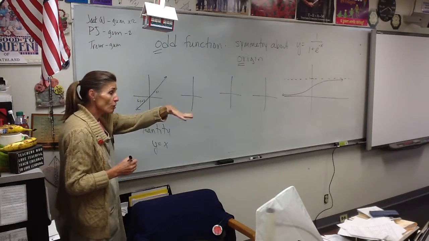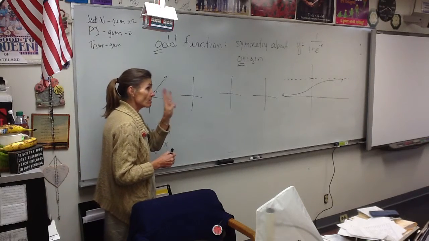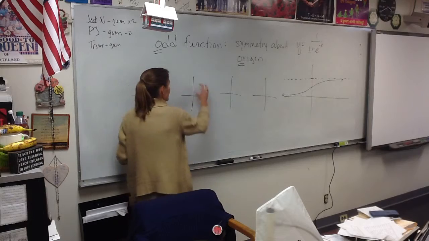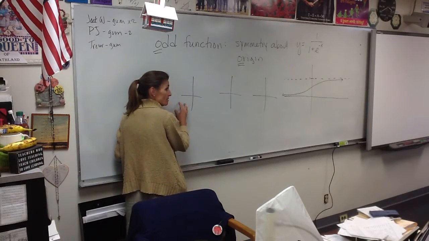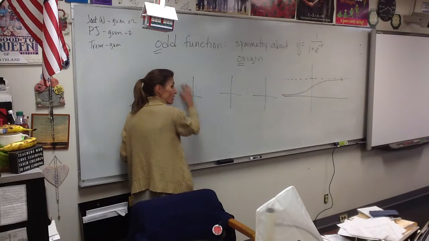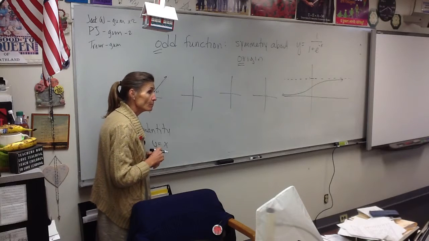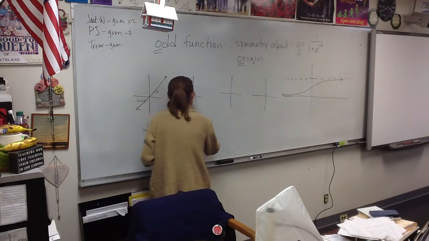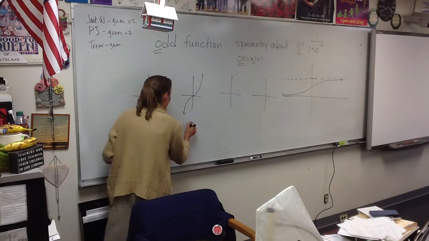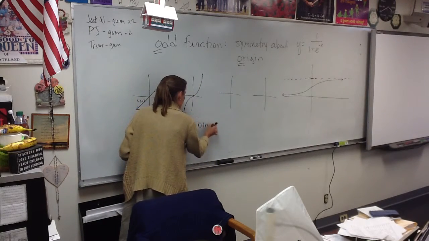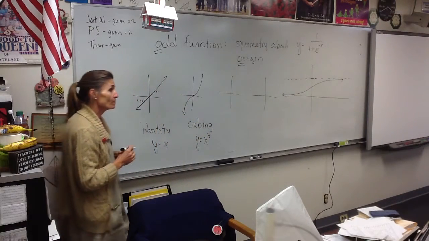Now, look at your other functions. There are 4 of them. Can you find 3 more that have exactly the same picture, either in quadrants 1 and 3, or in quadrants 2 and 4? Can you see one on your paper? The cubic function, absolutely. That has symmetry about the origin. That is another odd function, the cubing function, y equals x cubed. Very good. Julian? Absolute value.